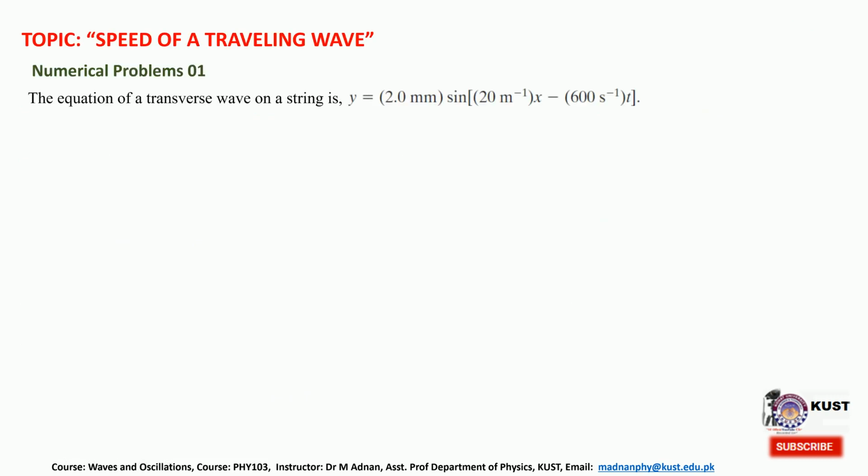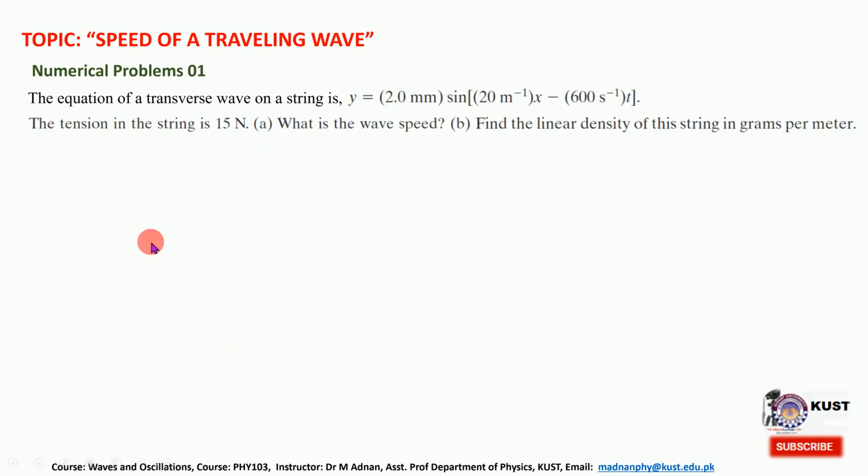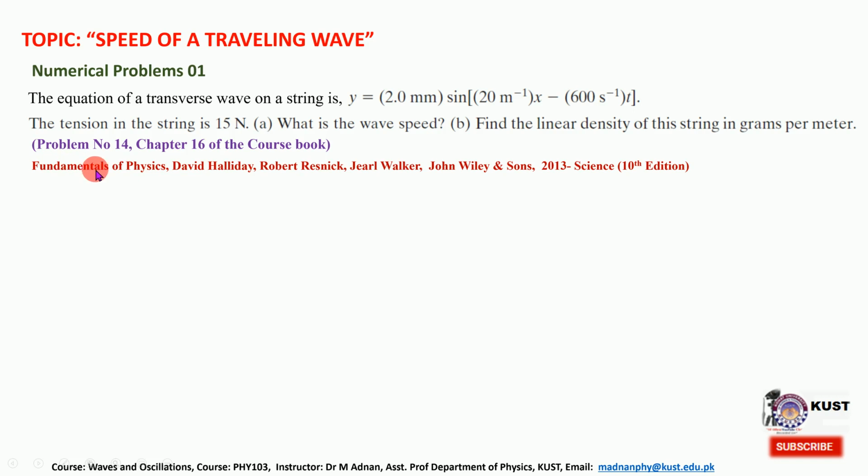Now we will be solving a numerical problem on this particular situation. This problem is taken from your course book, Fundamentals of Physics, chapter number 16 and problem number 14. In this problem, the equation for a transverse wave is given. Generally we know that y is equal to y_m sine of (kx minus omega t). So the information is given.